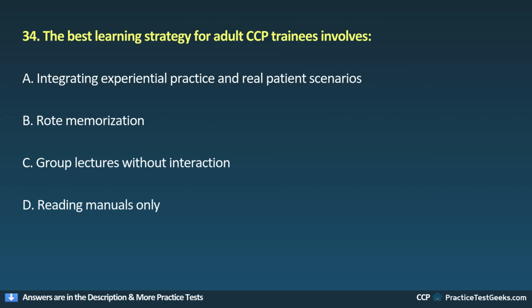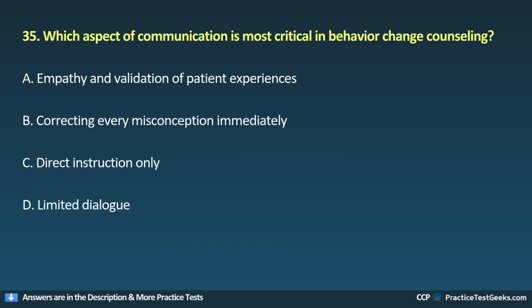34. The best learning strategy for adult CCP trainees involves A. Integrating experiential practice and real patient scenarios. B. Rote memorization. C. Group lectures without interaction. D. Reading manuals only.